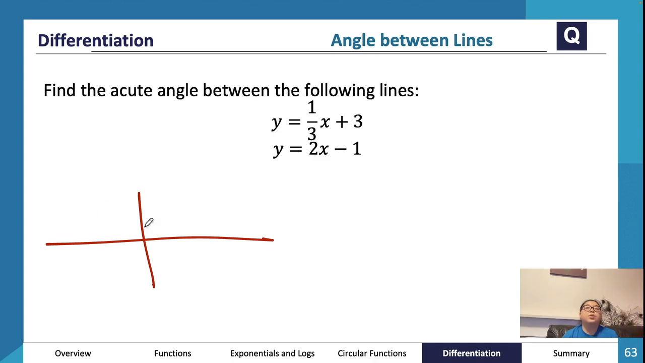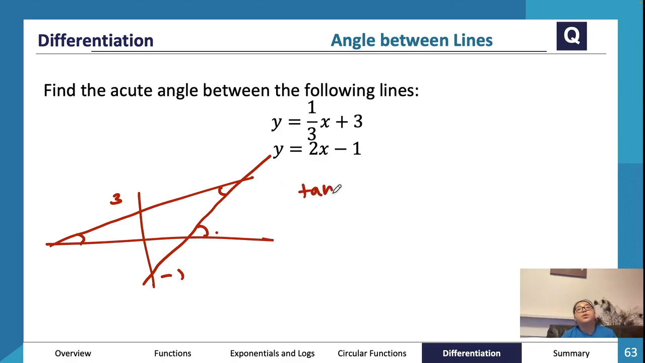So we'll have 1/3, and it'll vaguely look like this, and then we'll have 2x and -1. We'll have something looking more like this. That's probably not very to scale, but they're essentially asking us to find the angle here, right? And we know we can find the angle here and the angle here. So if we look at this, we can either find these angles separately and then use that, or we can use the formula from before.